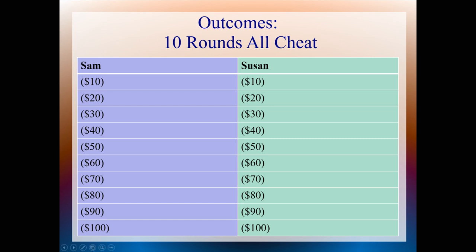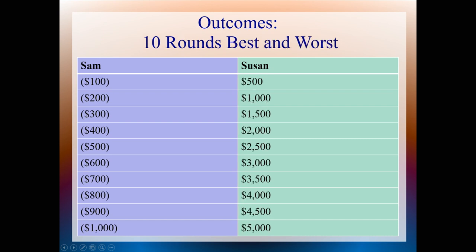Well, then they both end up losing $100. Okay, because you lose $10 a round for 10 rounds, so you lose $100. Okay. Now, what about the absolute best and worst outcomes?